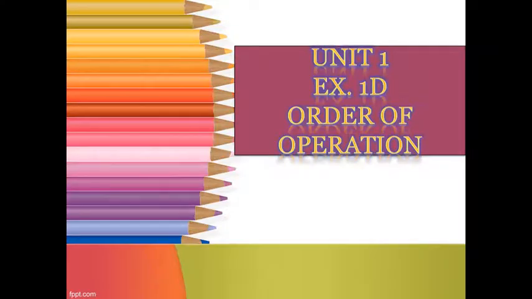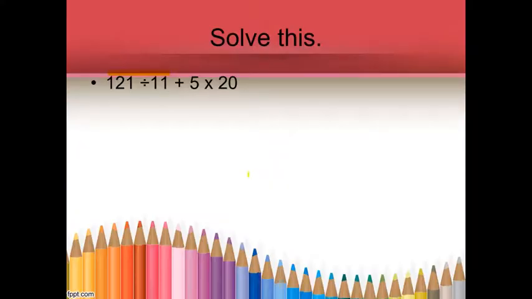It is our unit 1 and today we will do exercise 1D. And here we are going to discuss the order of operations. In our previous class, I told you how we can solve a question in which we have more than one operation. As you can see here, division is there, addition is there, multiplication is there. So we will use the DMAS rule here.